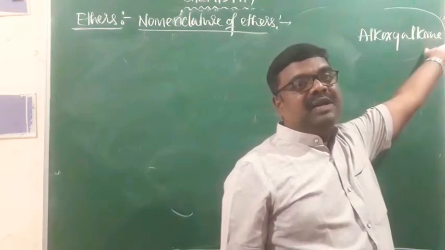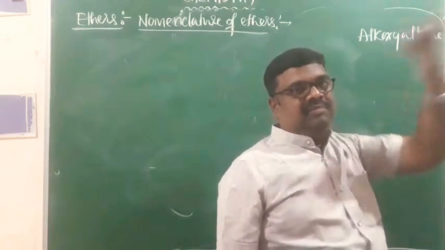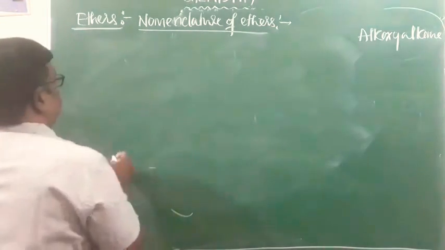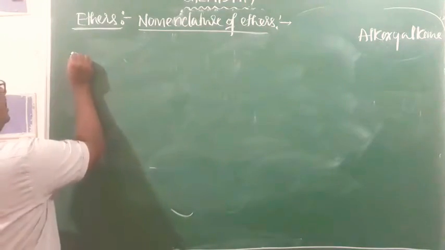The bigger alkyl group will be named as alkane. I will come to know that particular aspect. We'll go one by one. First, you write the table. We'll go for the first and the simplest one.